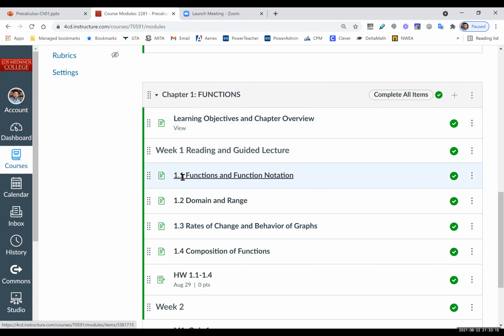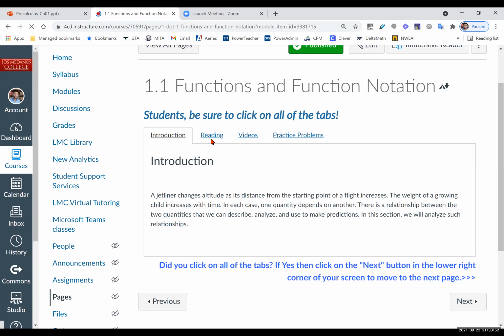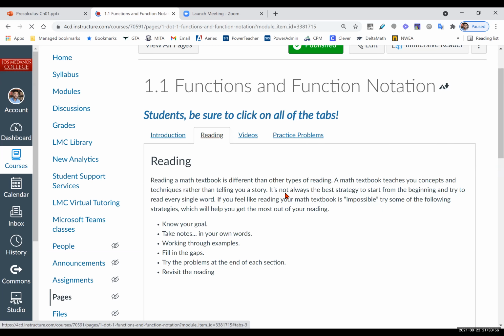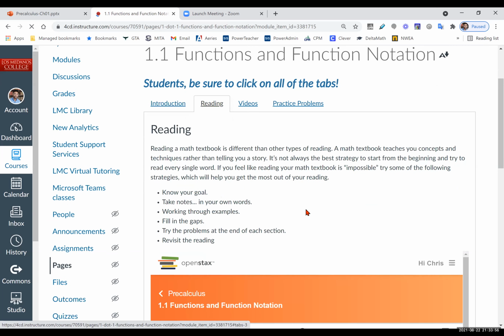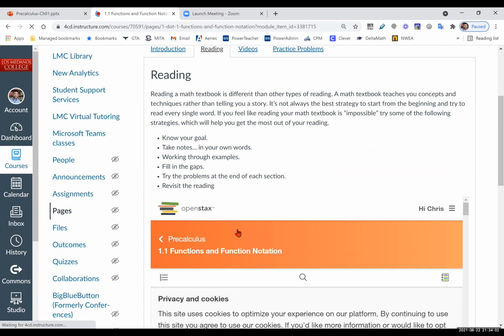So for this week, we're going to focus on the first 4 sections of Chapter 1. Chapter 1 is all about functions, and you will see here all the readings and the guided lectures with the videos of each section. So when you click on this, like 1.1, Functions and Function Notation, you will see 4 tabs. Introduction is the first one, then reading, and you will see a copy of section 1.1 from OpenStax.